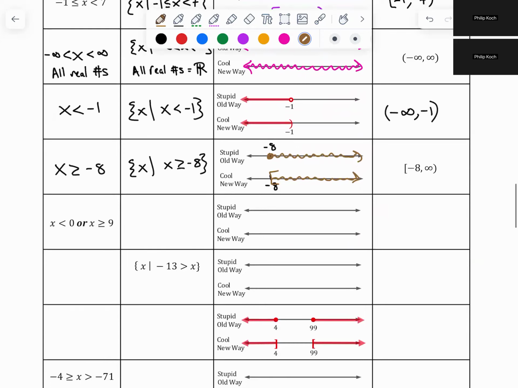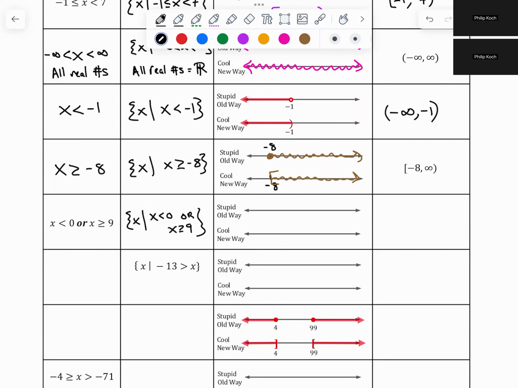So once again, negative 100 is in there because negative 100 is less than 0. Positive 100 is in there because positive 100 is greater than 9. But 2 is not in there because 2 is not less than 0 and it's not greater than or equal to 9. In set builder notation, it would just be the set of x such that x is less than 0 or x is greater than or equal to 9.